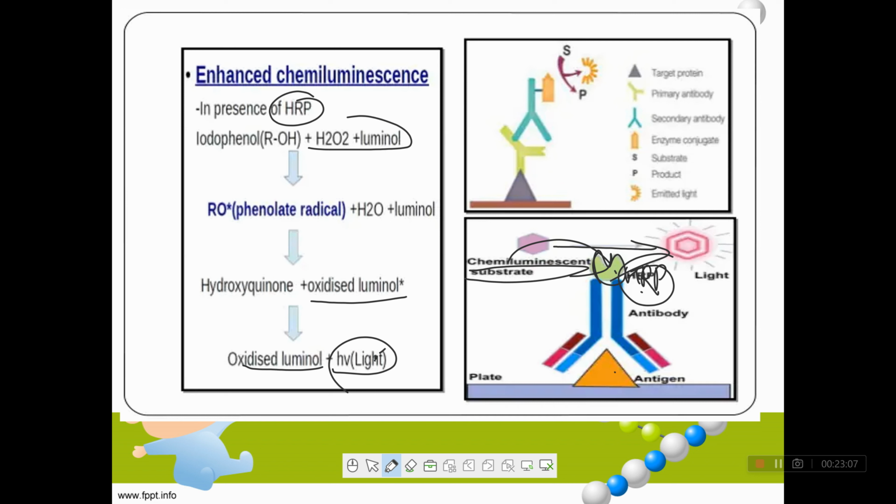Here is another one, this is antigen. This antigen binds with a primary antibody. After that, they bind with a secondary antibody. This secondary antibody contains the enzyme. After that, the chemiluminescence substrate will come and bind with this enzyme. The conformation change will occur. After changing the conformation, they produce a light. This is the chemiluminescence process.